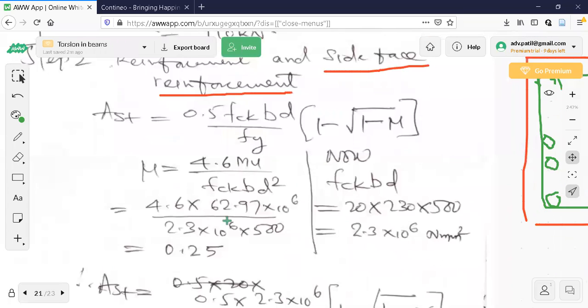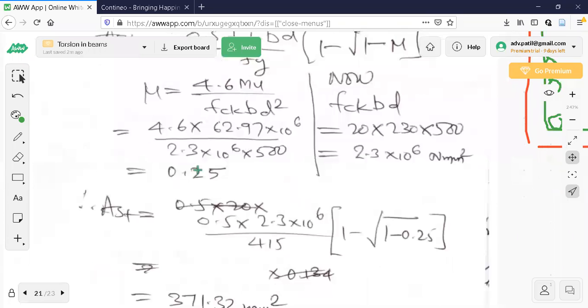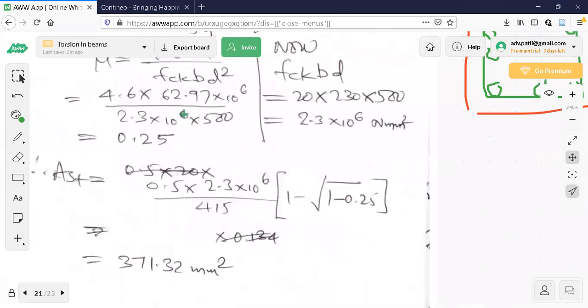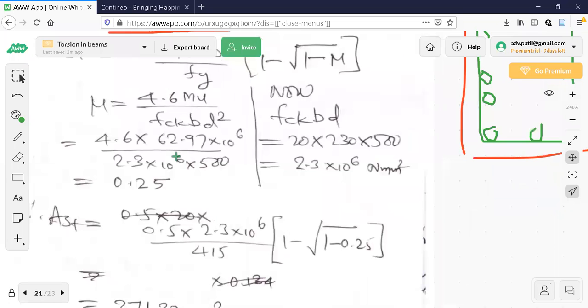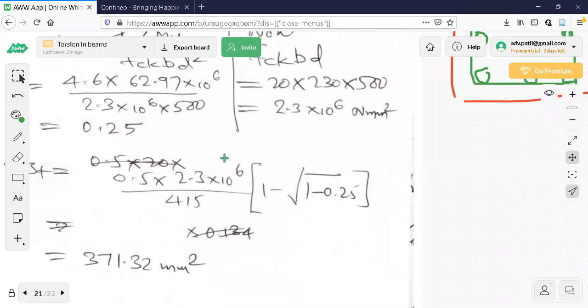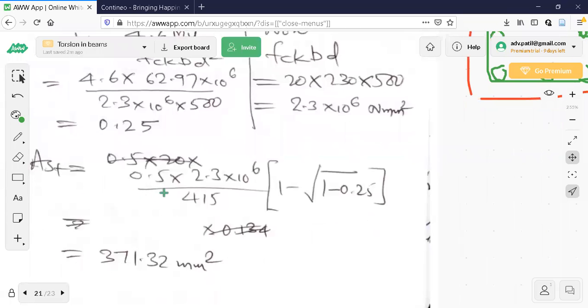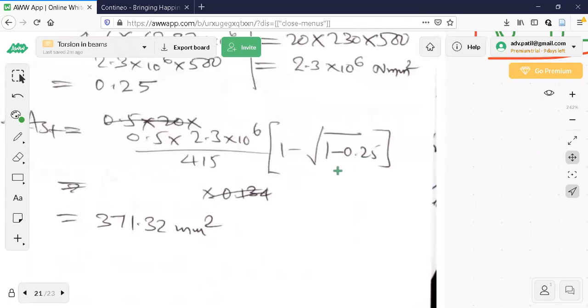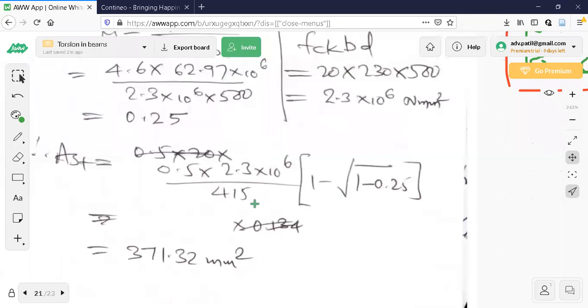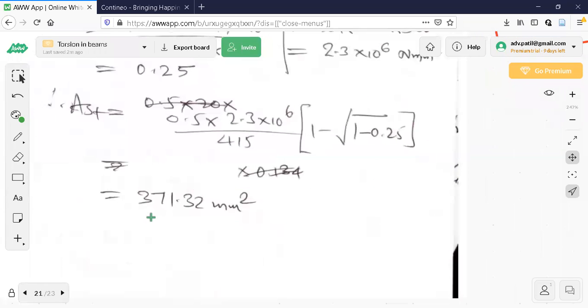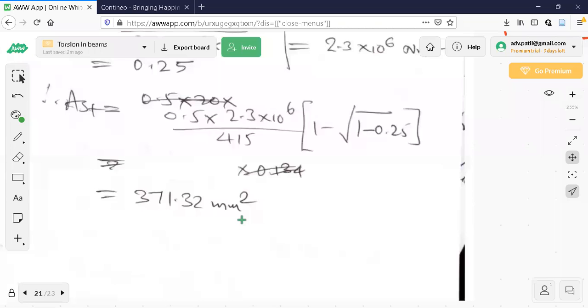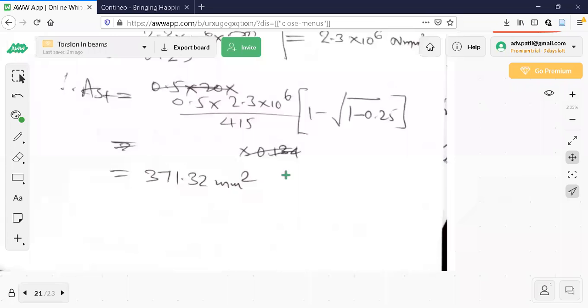Now I'll substitute in the formula. I'll write 0.5, which is there in the formula. FCK BD is required here again, so 2.3 into 10 raised to 6, with one more D in the denominator, divided by 415, times 1 minus square root of 1 minus 0.25, because mu is 0.25. That gives 371.32. So this is the calculation of AST. Check it for minimum steel.